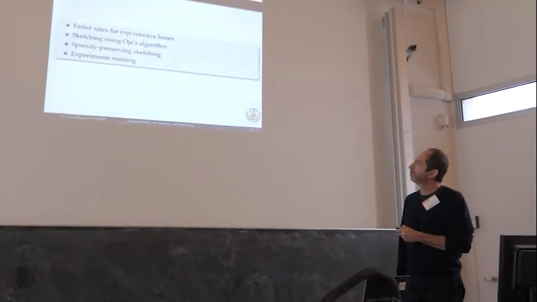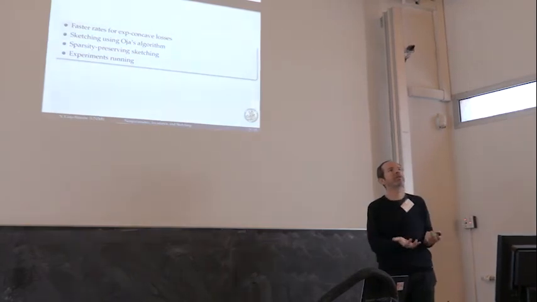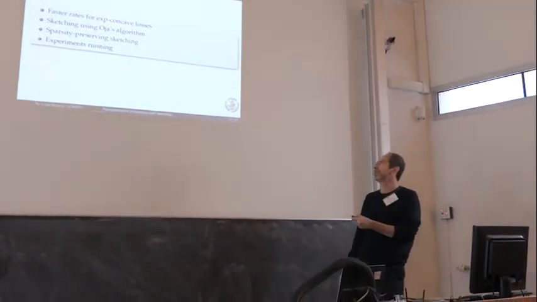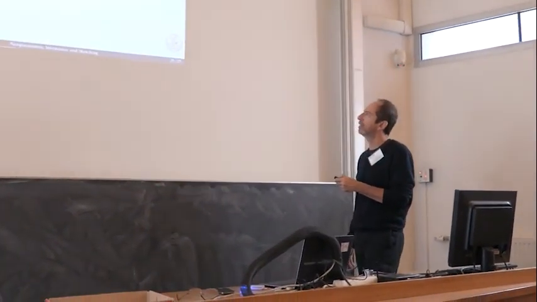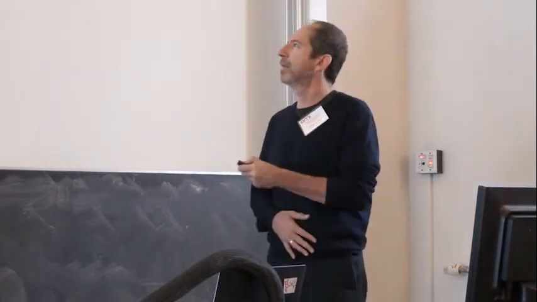You can get faster rates for exp-concave losses. So if you have curvature information about the loss sequence, you can get faster rates, logarithmic rates instead of square root of T rates. You can do other sketching, for instance, using Oja's algorithm. You can do sparsity-preserving sketching. The algebra becomes a mess, but my co-author Aipeng was patient enough to work it out. And we have experiments running using different kinds of sketches and different data.